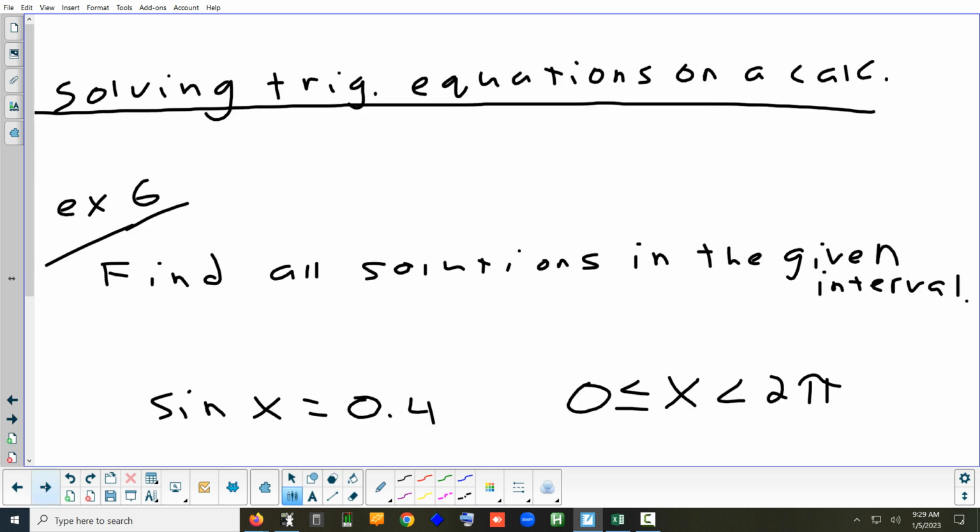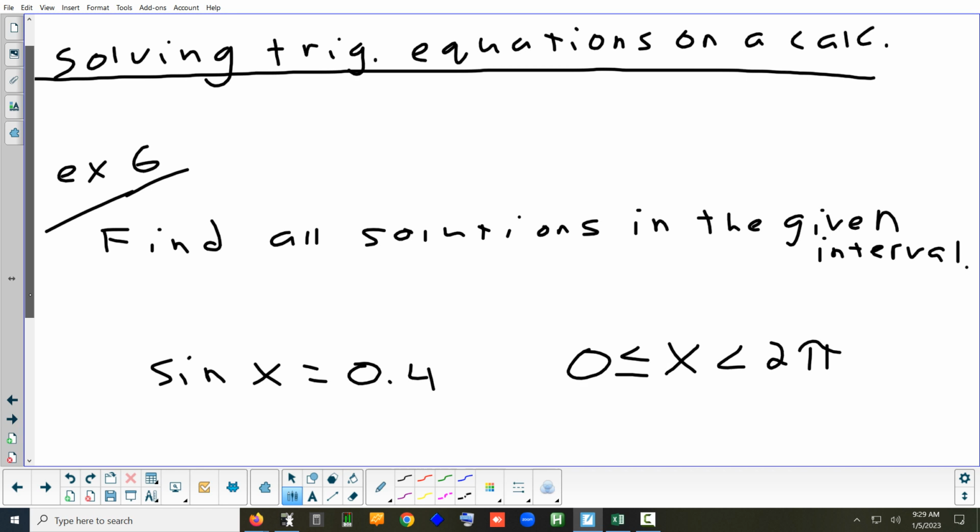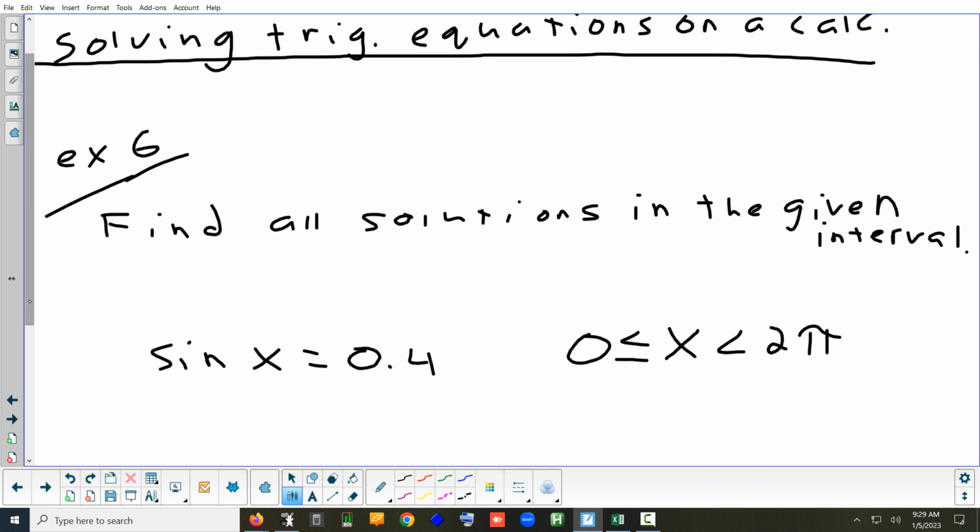Okay. So let's look at how we can use the calculator to solve an equation. What we're going to do is something we've done before. Pretend you didn't have a trig function here. Let's say you had something like 3x squared plus 8x plus 6 equals 5, and you wanted to solve this equation on the calculator.